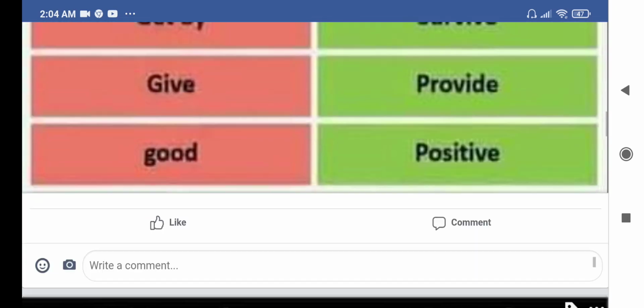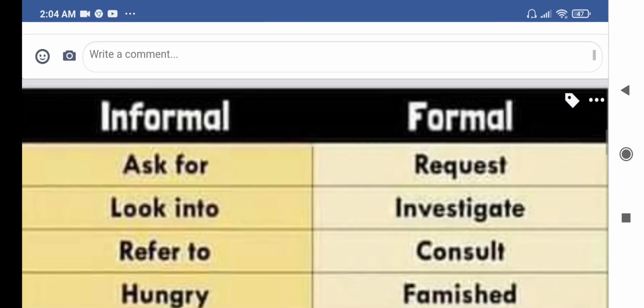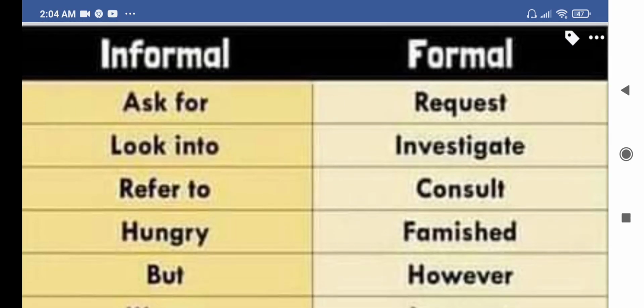Now some more examples on this issue. What is informal and formal, and how you can understand, and how you can be very cautious while you write this in your exam.